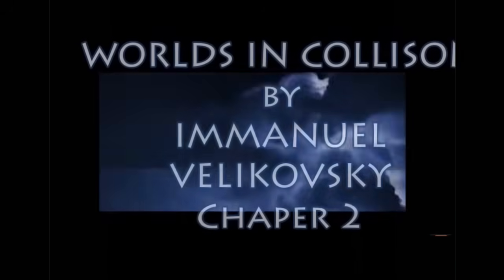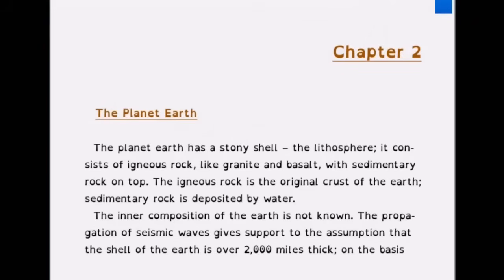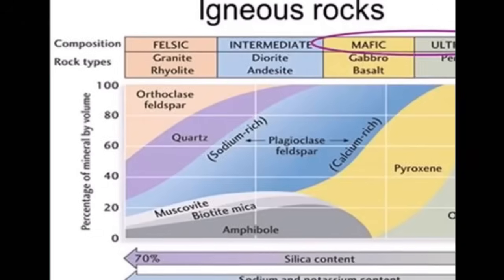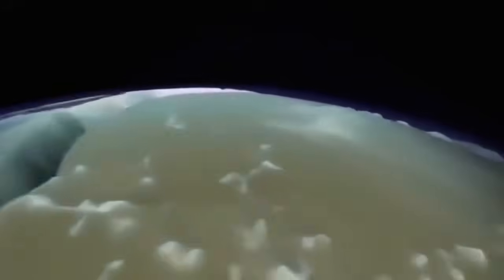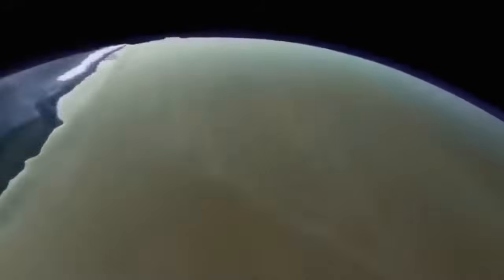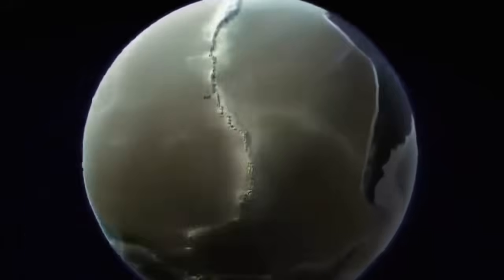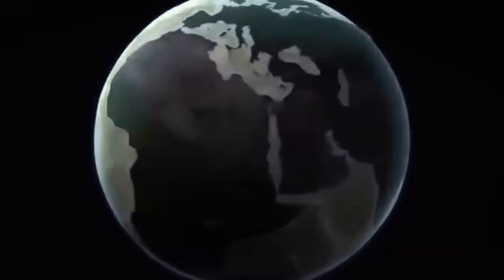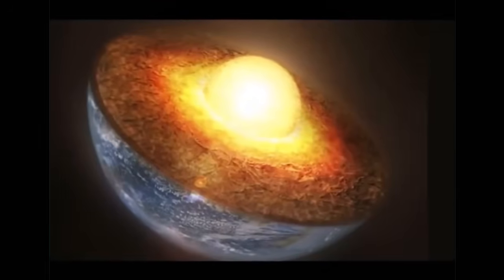Worlds in Collision, Chapter 2. Planet Earth. The planet Earth has a stony shell, the lithosphere. It consists of igneous rock, like granite and basalt, with sedimentary rock on top. The igneous rock is the original crust of the Earth. Sedimentary rock is deposited by water. The inner composition of the Earth is not known.